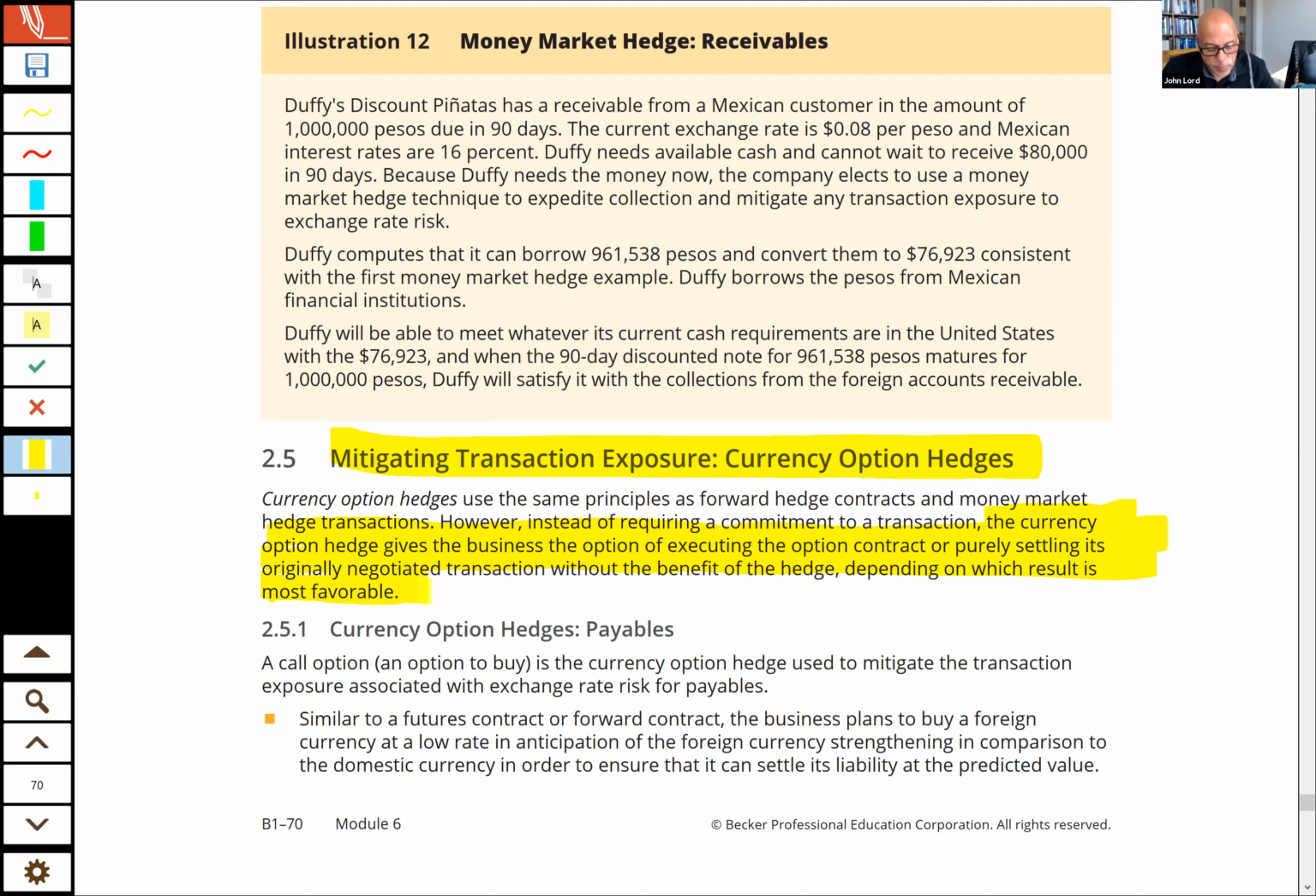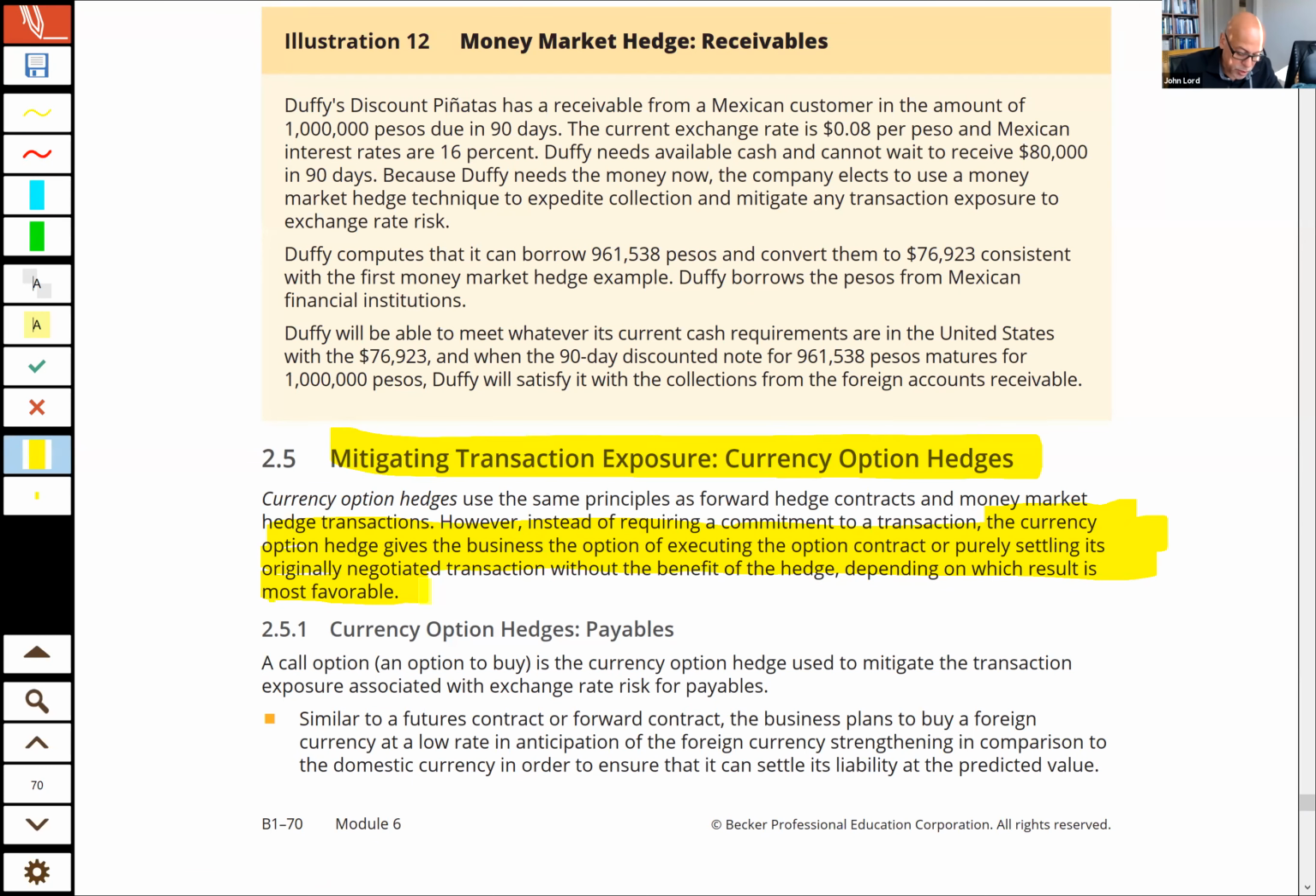So this is a little better than the money market, in that you're not having to borrow the money and then be locked into the outcome. And then things don't go the way you thought they would, and you're still locked into that transaction. Here, you're really just purchasing the option. And if the option is not favorable to you, just let the option expire. Now, the cost of the option, you'll lose there, but at least you didn't have to enter into the entire transaction.